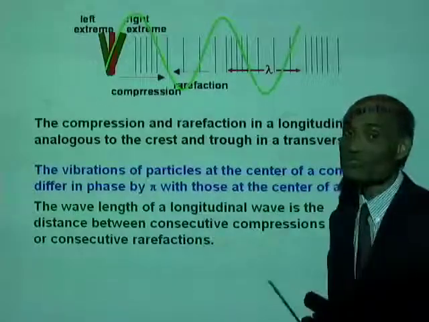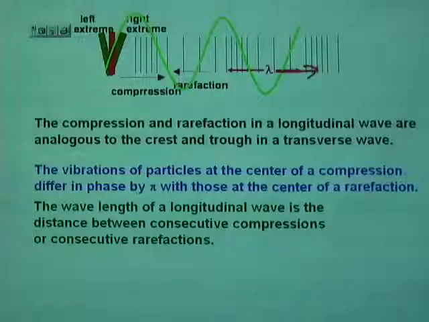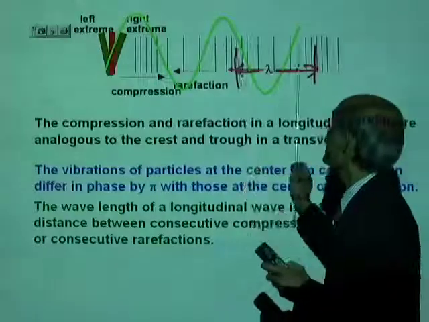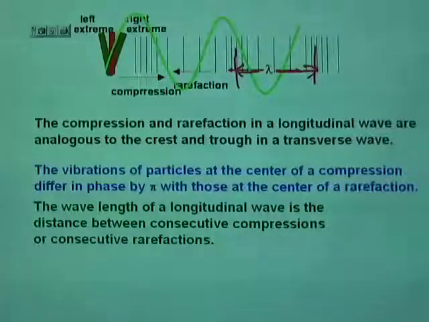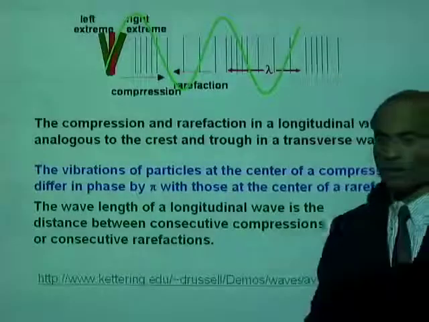My arrows actually haven't come out very well. I should have put the arrow like this. I actually put it at the right place, but it got shifted. Now, this is a wavelength. A distance measured from the center of one compression to the center of the other compression is a wavelength. All right.